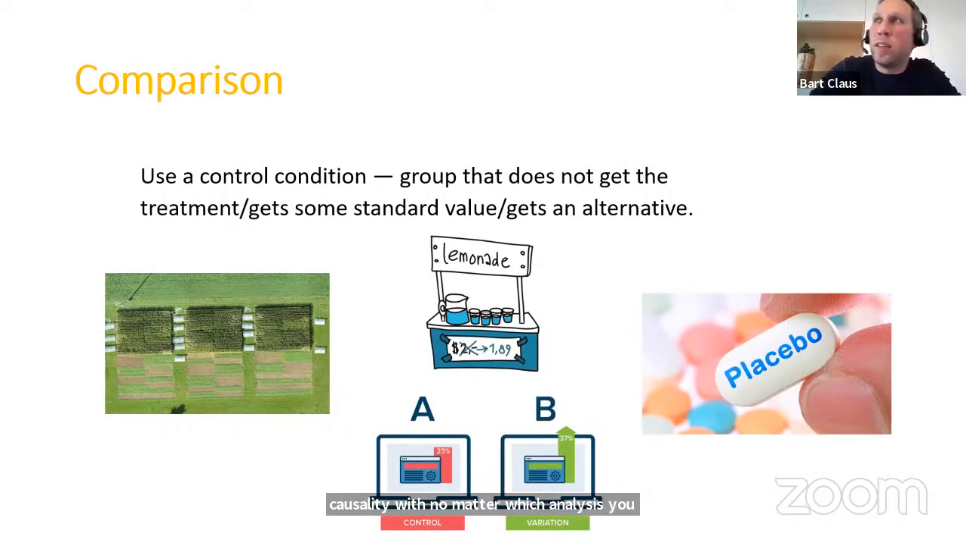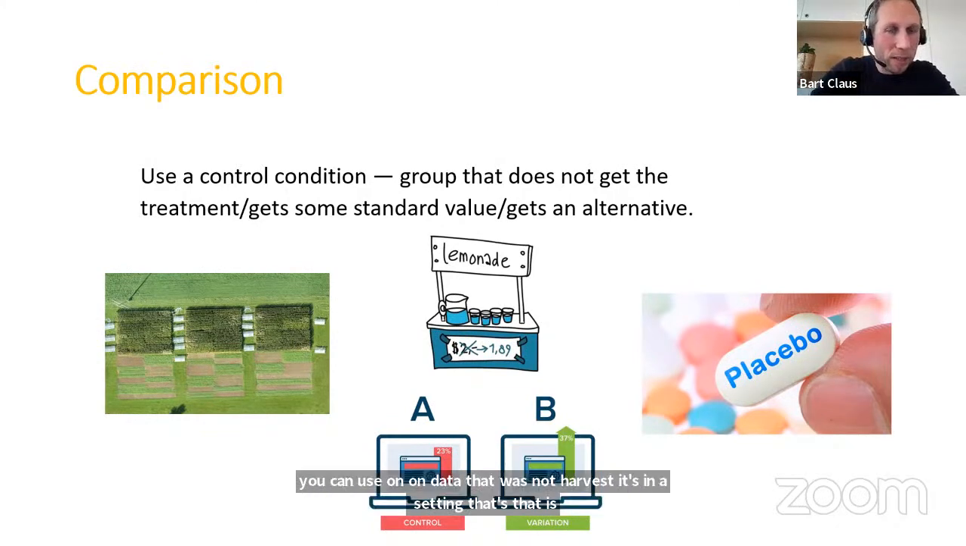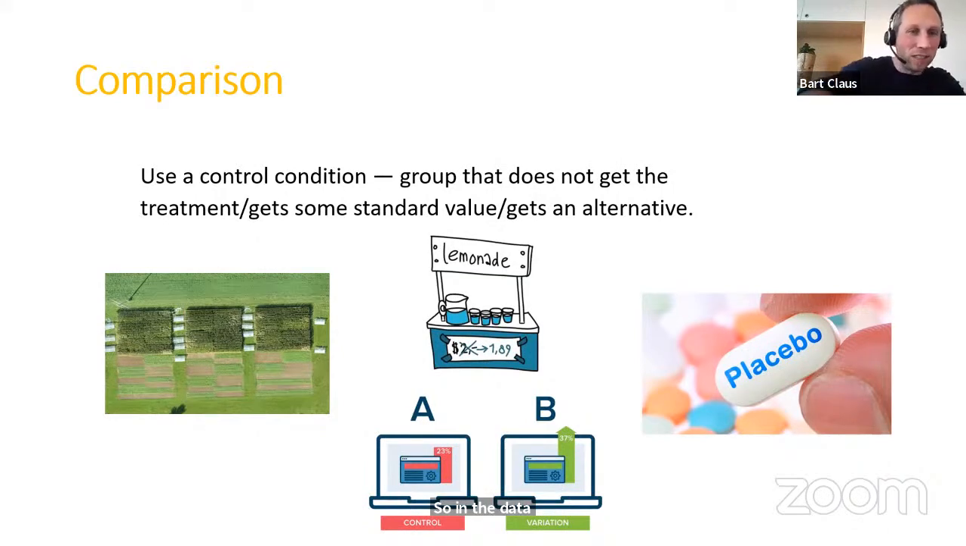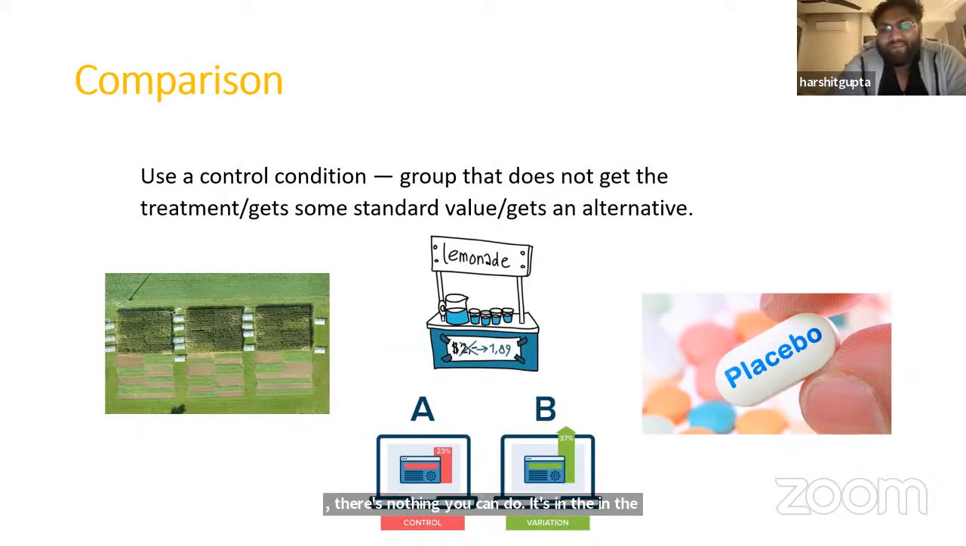There are some ways of also providing evidence for causality in cross-sectional data. You have Granger causality, for example, that you can use on data that was not harvested in a setting that is an experiment. But in almost all cases, it's impossible to prove causality if the study setup does not facilitate that. So in the data, there's nothing you can do. It's in the collection of the data that you need to do that.